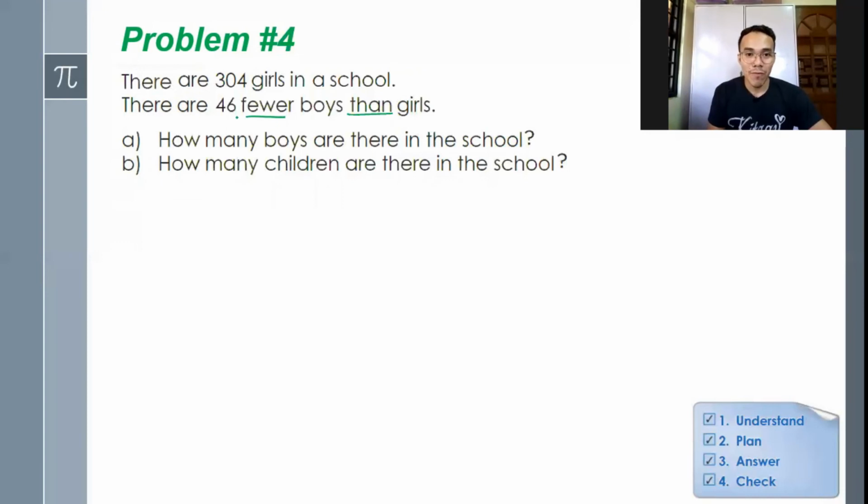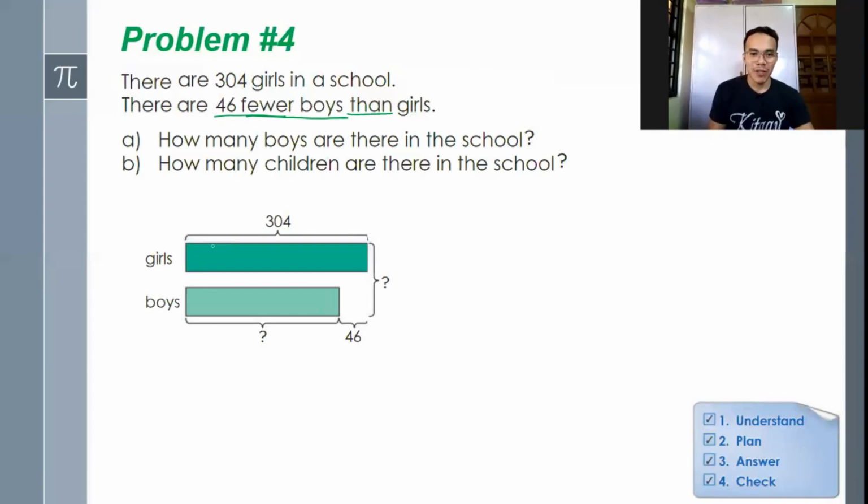There are 304 girls in a school, right? Do we know the number of boys? No, but we know that there are 46 fewer boys. We have to look first for the number of boys. Afterwards, we can put the number of boys and the number of girls together to get the number of children in school. That's our plan. And in order to carry out our plan, we have to draw a model, and it's a comparison model.